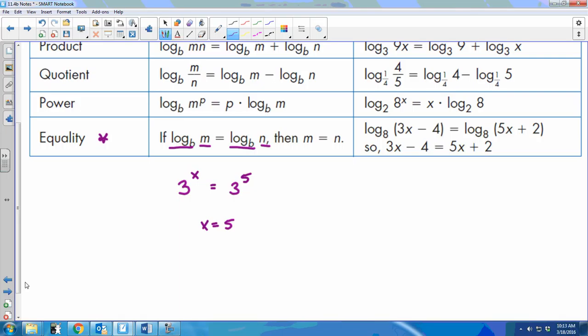They have an example over here. You have log base 8 in both of these, so we can just leave the log base 8 part out of it to solve the equation. Any questions about the property of equality? All right.